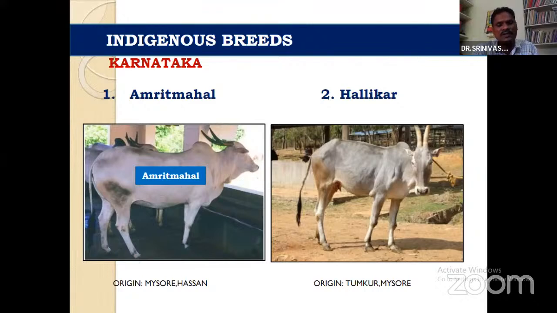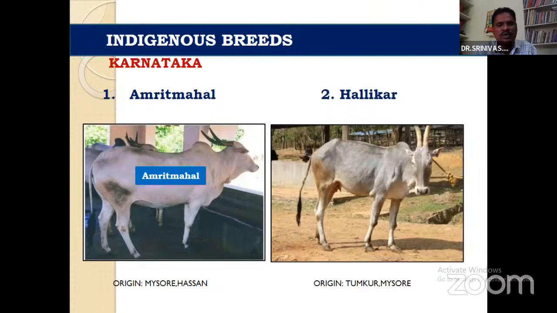Depending on their areas of adaptation, these indigenous breeds differ. Let me take some Karnataka breeds first, then go on to the other Indian breeds. As you can see on the screen, the Amrit Mahal and Hallikar are the two breeds here.